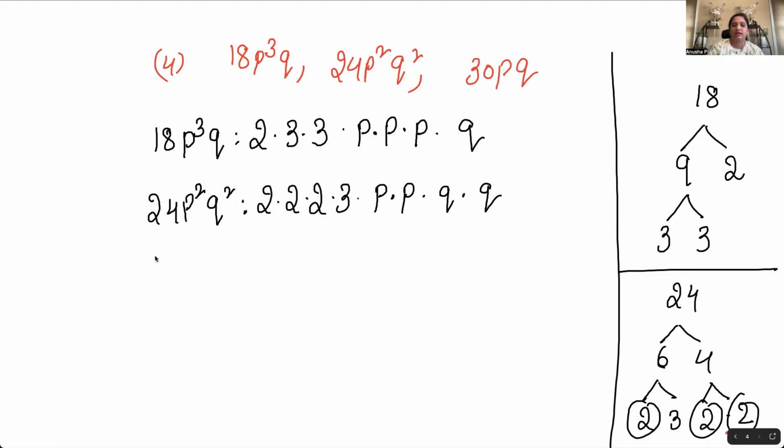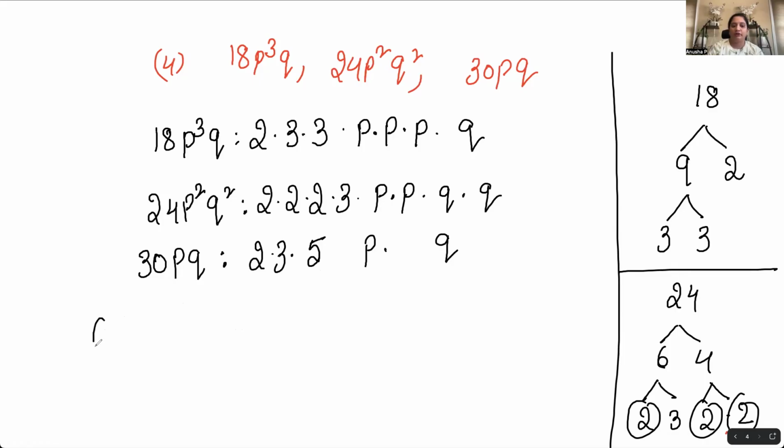Okay. The next monomial is 30pq. So again, we have to do the prime factorization for 30. 30 is nothing but 3 times 10 or 2 times 3 times 5. Because 2 times 3 is 6, 6 times 5 is 30 and 2, 3, 5 are prime numbers. P times q. So we did prime factorization for all the three monomials.